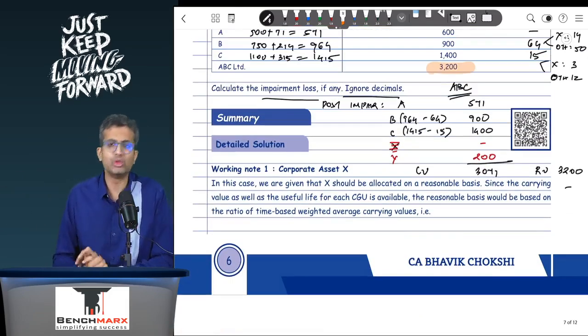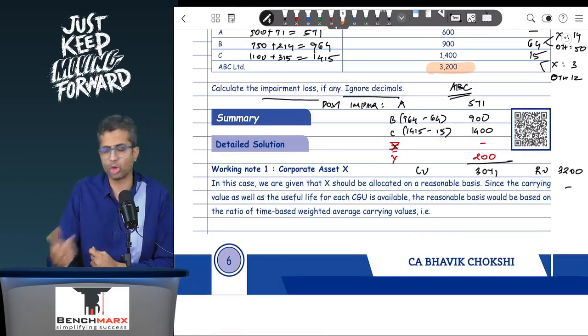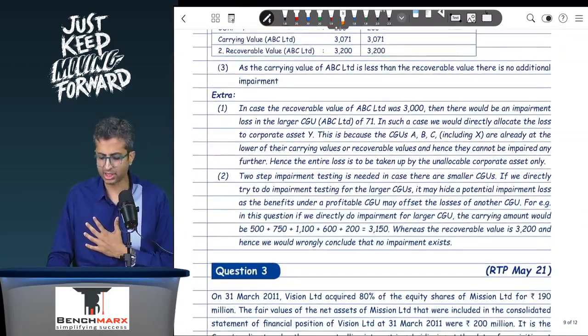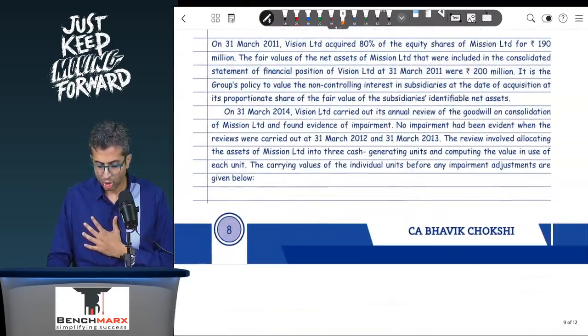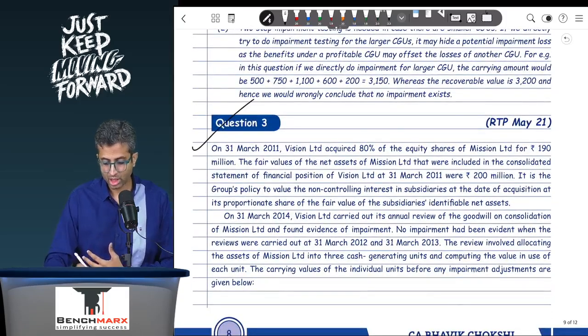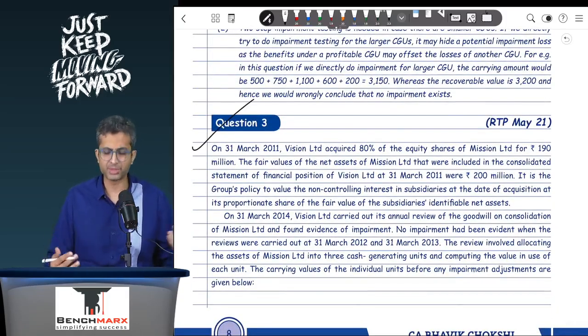And if there is an impairment at the larger CGU, that will always go to the unallocable asset only. This is question 2, again an important question and has come in the past in the exams. Okay, next you will go to question number 3. This is regarding that parent subsidiary case.